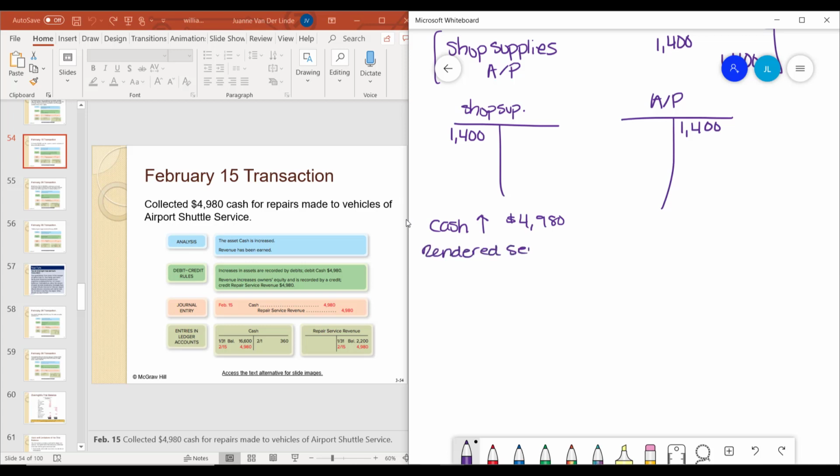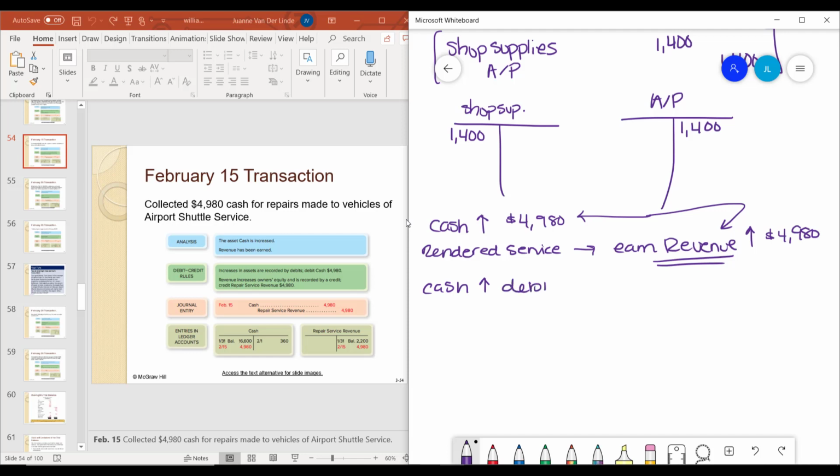And what happens when you render a service? That means we earn revenue. So revenue is being earned, and revenue is going up in the amount of $4,980. Because why did you get the cash, right? That's the question we want to ask. What's the cash for? It's for revenue earned. So cash is going up, and it's an asset, so that needs to be increased with a debit.